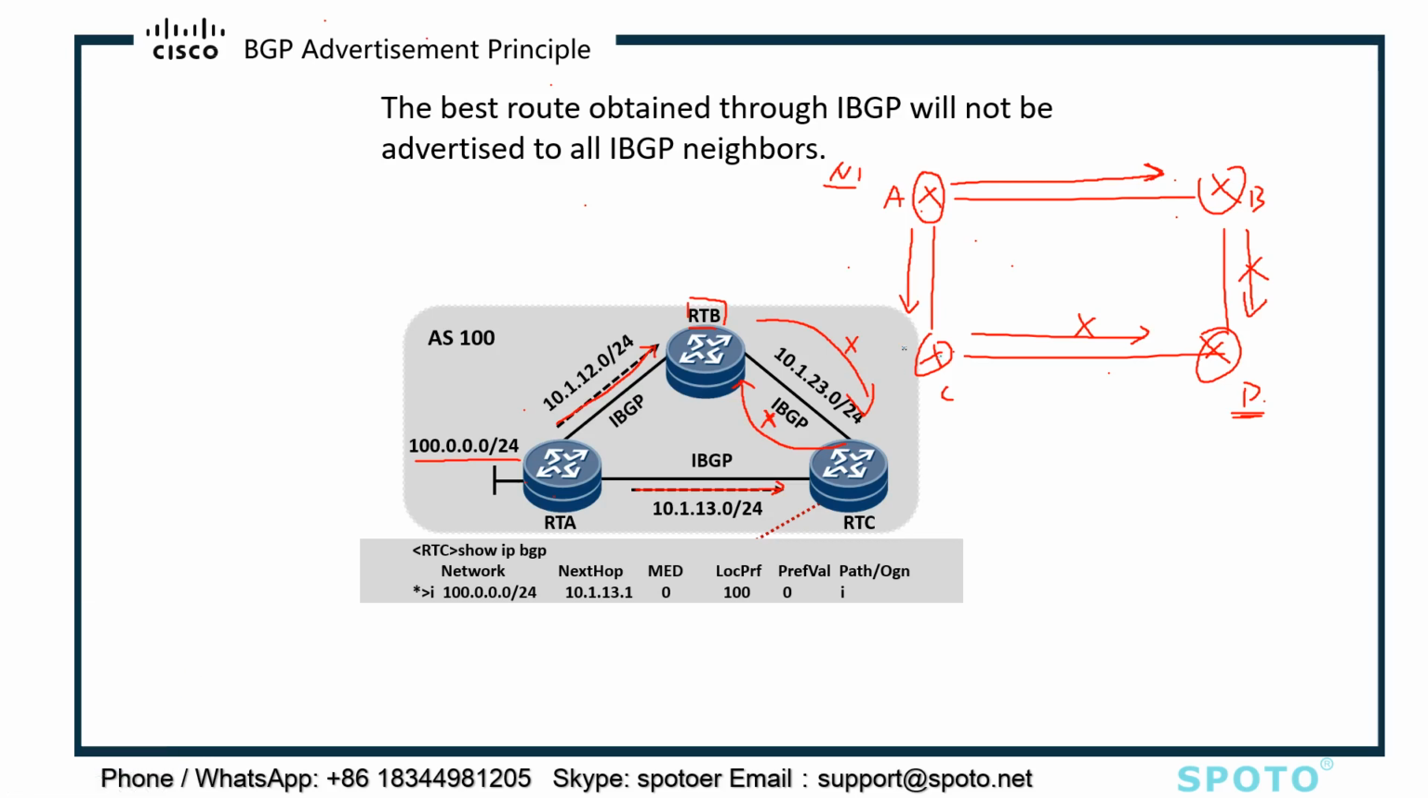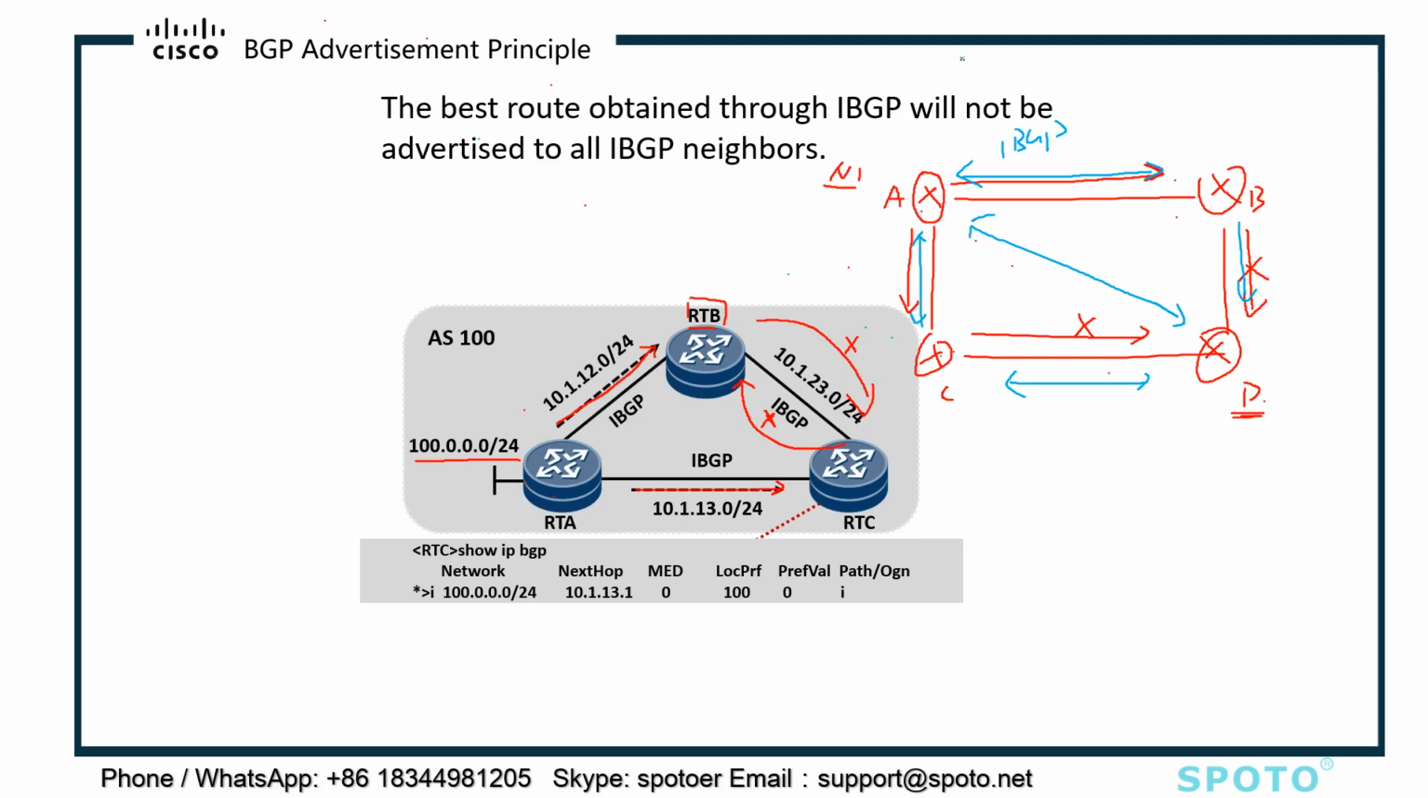So between A and B, we need to establish the IBGP neighbor, and between A and C, we need to establish the IBGP neighbor. Between B and D and C and D, they are the same. But with this advertisement principle, we can't let D learn the route normally, so we still need to let A and D establish the IBGP neighbor.